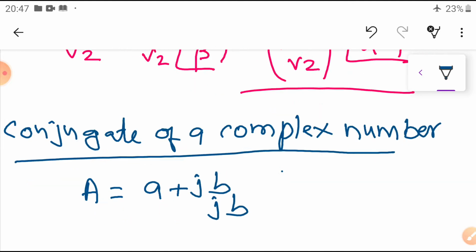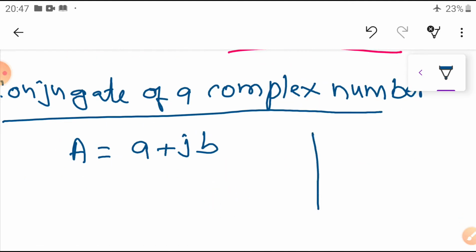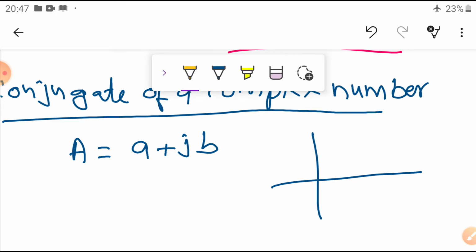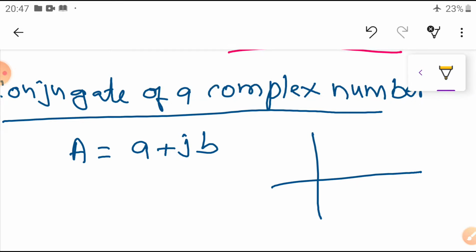Okay. That means if I draw the vector, A is the real axis, B is the imaginary axis. This is A, this one. This is the 90 degrees. Now if I join this one, I am going to get the capital A, this value. Angle is equal to theta.